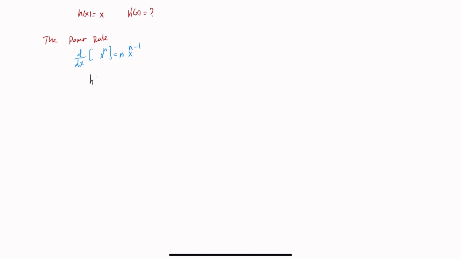So here I'm going to write h of x equal to x, and then the power of that is going to be equal to 1. So the derivative of that function is going to be equal to 1, and then x, and again the power is going to be subtracted by 1, and that is going to be equal to x to the 0, and then anything to the power of 0 is just equal to 1. So the derivative of x is just 1 by the power rule.